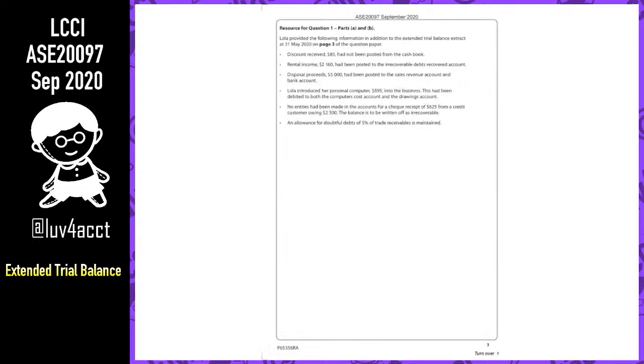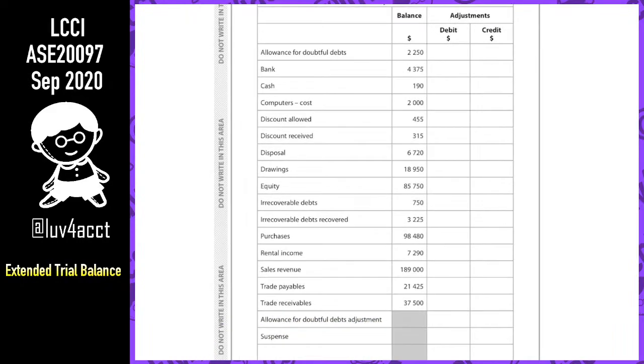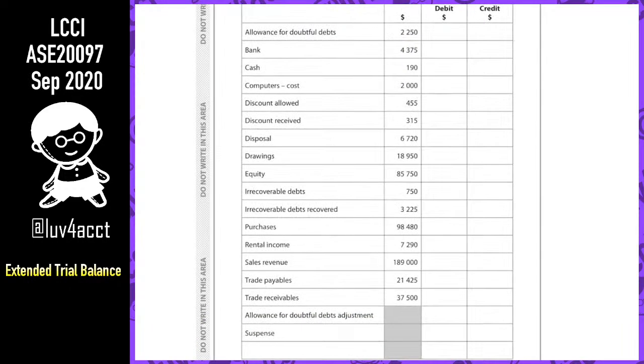Yes, so let us update. Discount received 85 not yet posted, so discount received is a credit side account. If we want to add 85 here, trade payables is a credit side account, because we will reduce the balance because of the discount received. That's why we debit.